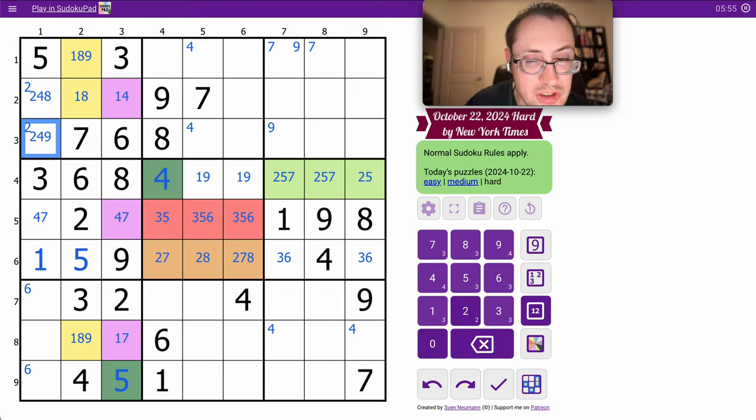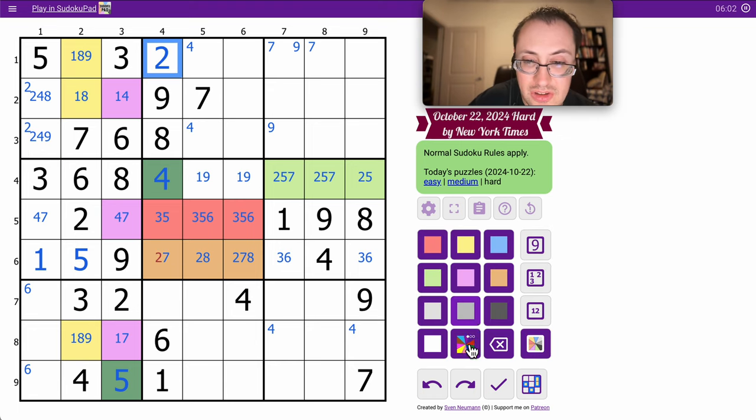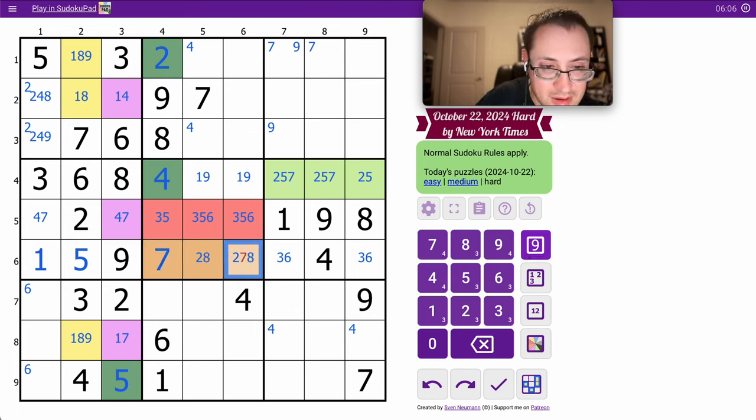Let's see, 1, 4, 6, 8, 9 in column 4 leaves 2, 3, 5, and 7. This sees 3 of the digits. It can only be the remaining one. This is from 3, 5, which sees a 3.